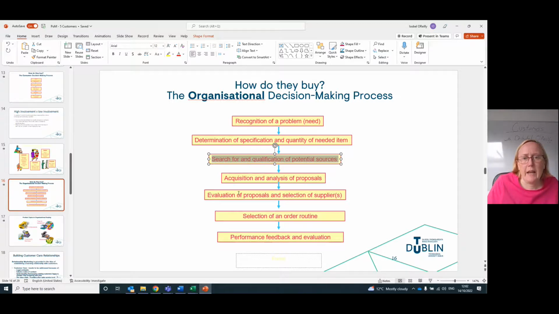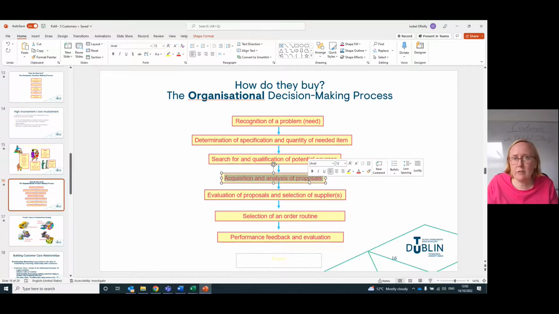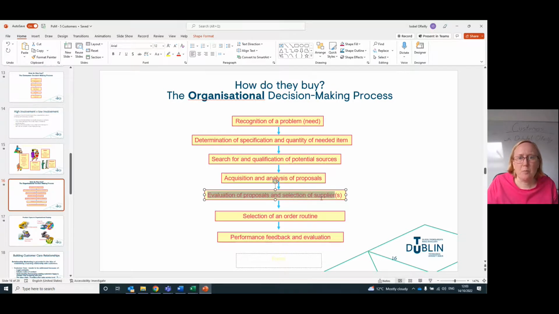Then again, the evaluation stage in the consumer process is split into, as well, acquisition and analysis of proposals. So again, there is some kind of judgment, an evaluation of proposal and selection of supplier. So these are something that you just need to memorize and go through. And then the purchase is replaced with selection of an order routine. So again, it's a more bureaucratic process, and performance feedback and evaluation is that final step.